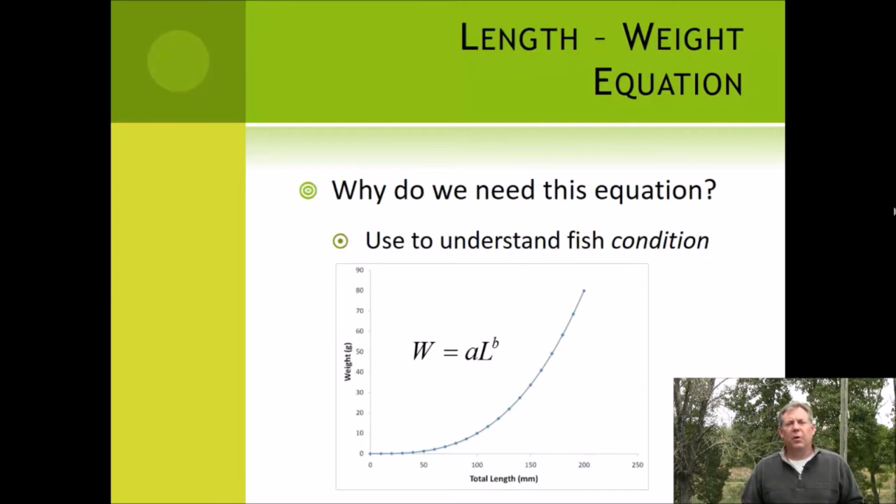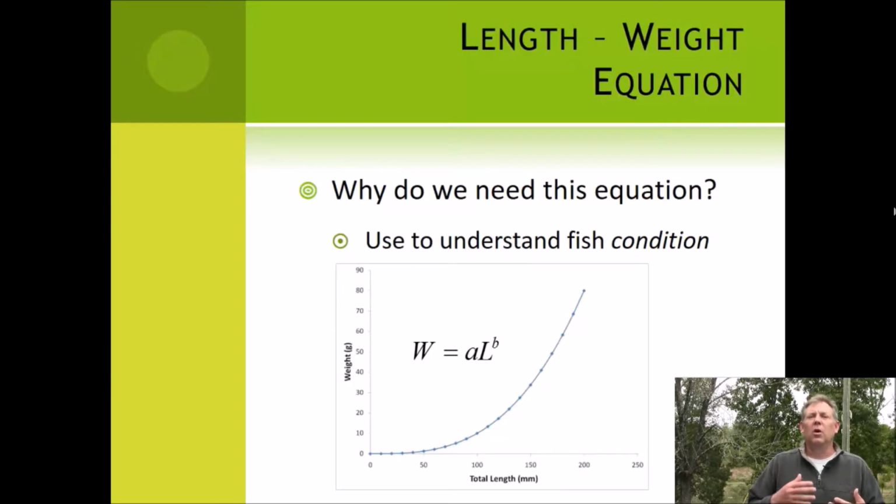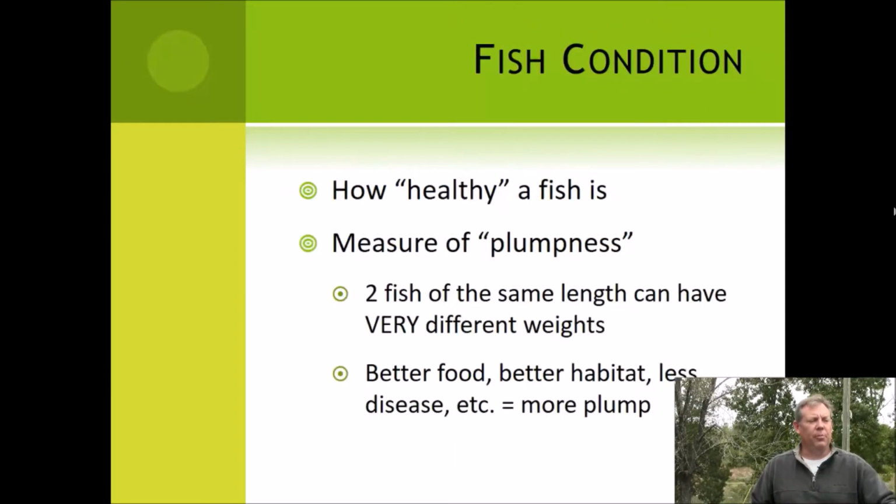Okay, well, if you recall from our previous work, we looked at the relationship between length and weight, and we summarized that by a curve that is a power equation. And looking at this relationship between length and weight is what we are doing when we're looking at fish condition. Basically, it's a measure of how healthy the fish is. It's in general a measure of plumpness.